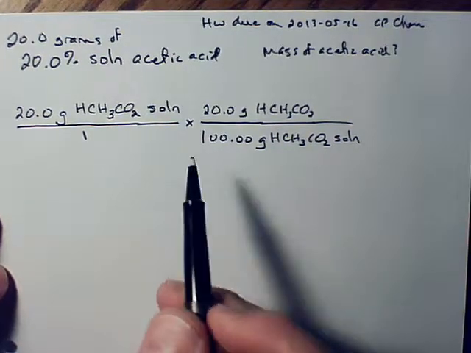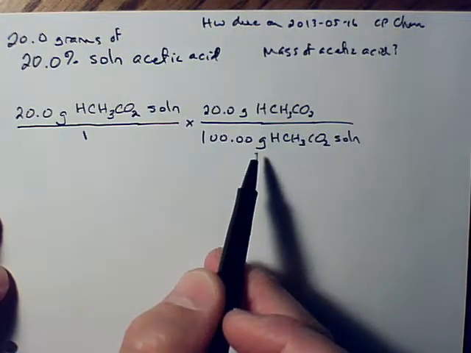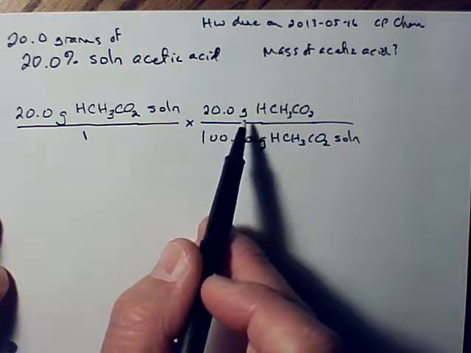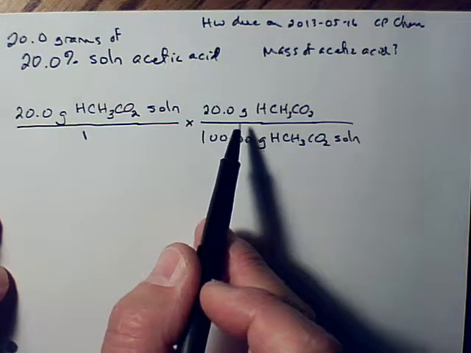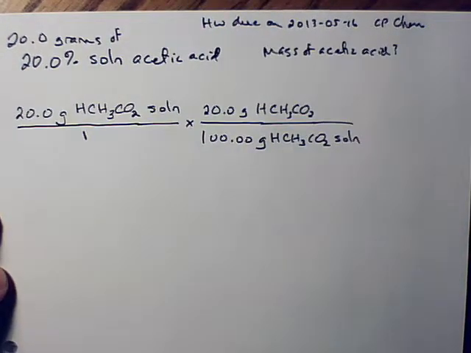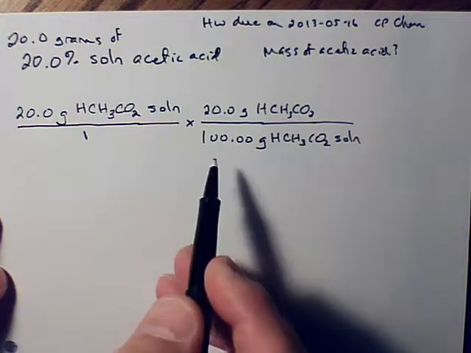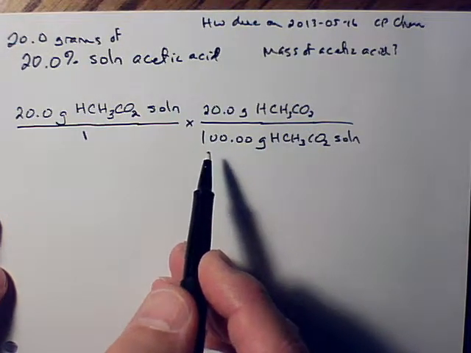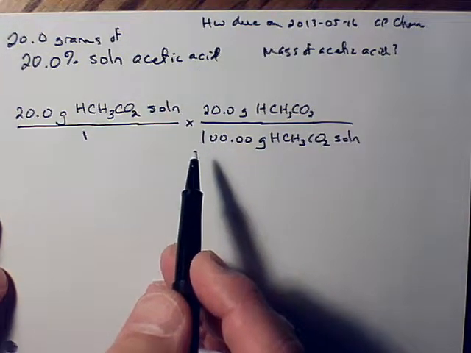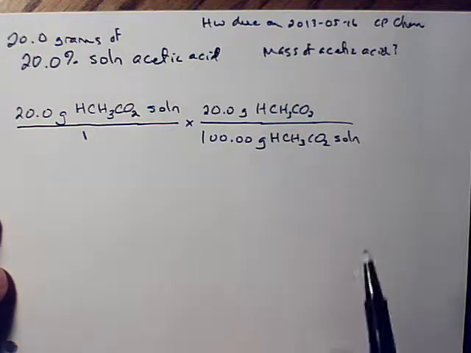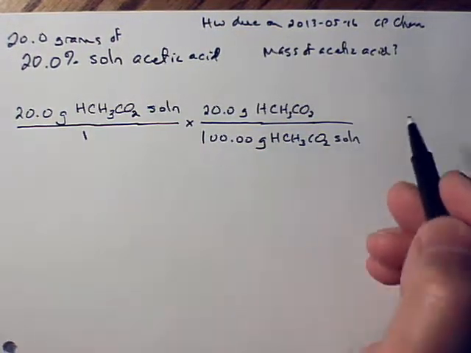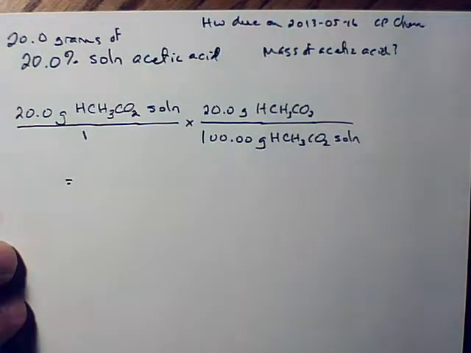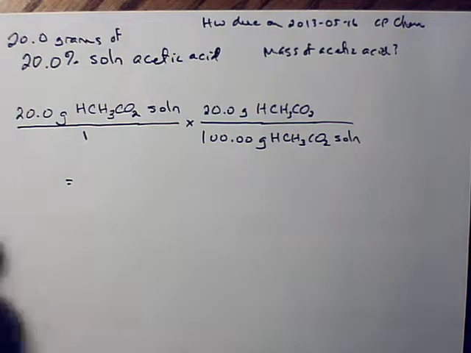Now you could do 1 gram on the bottom and 0.200 grams on top. That would be even easier. But you know what a percent means, right? It means a number divided by 100. So that's really the easiest way to think about it, I think. All right, so all we have to do now is cancel and do the math.